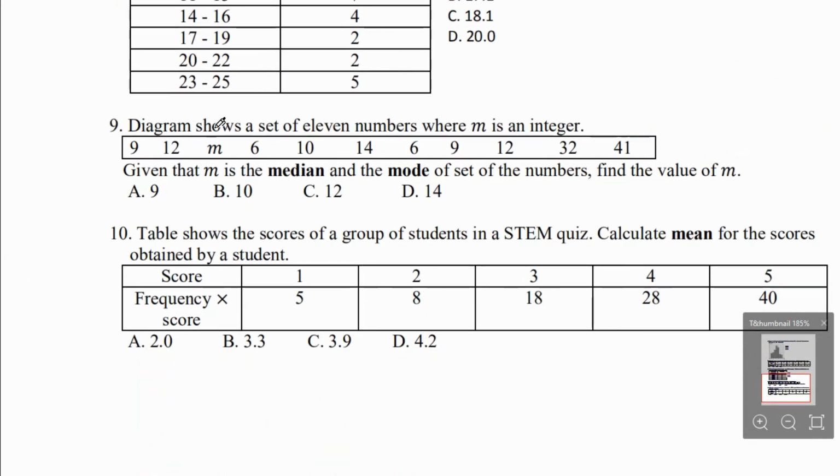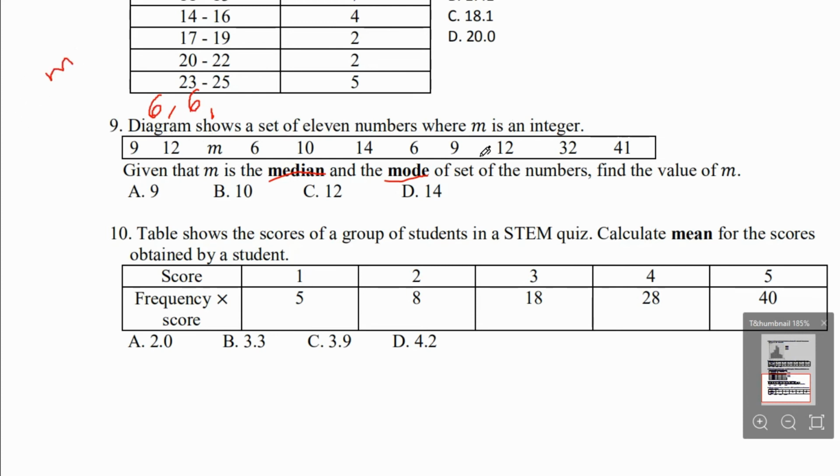Number 9. Diagram shows a set of 11 numbers where m is an integer. Given that m is the median and the mode, find the value of m. First, we have to rearrange this set of numbers in ascending order. 我们先把它从小排到大先。So start from the smallest, 6, 6. Okay, this m we do not know. We just leave it outside first.